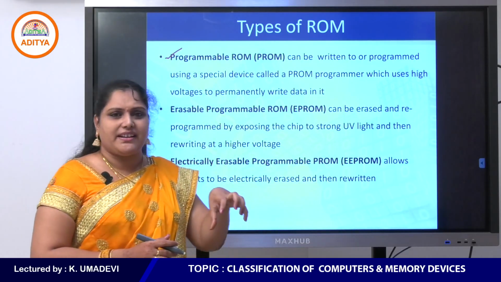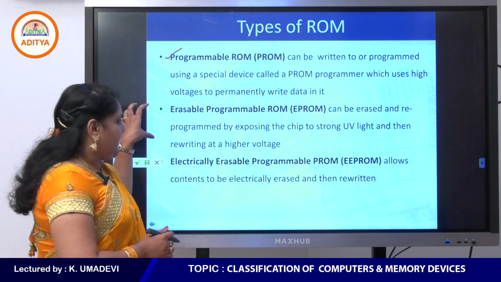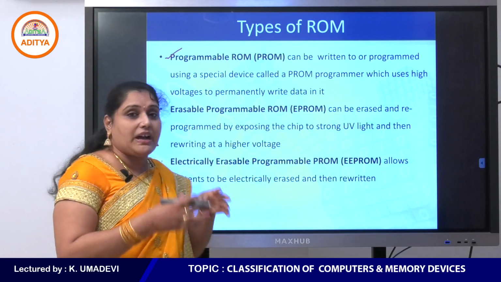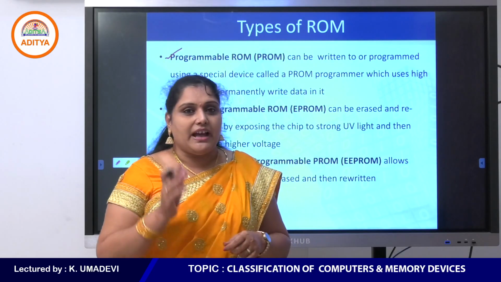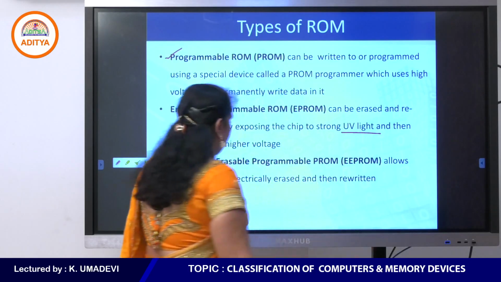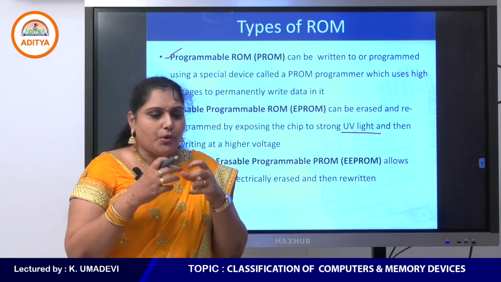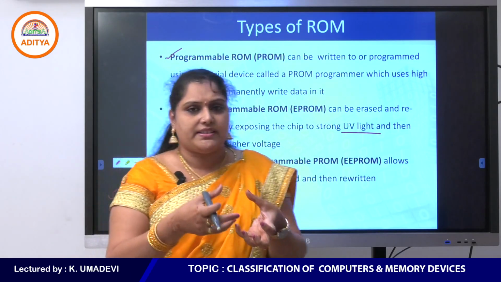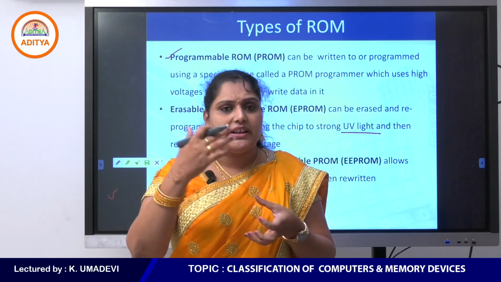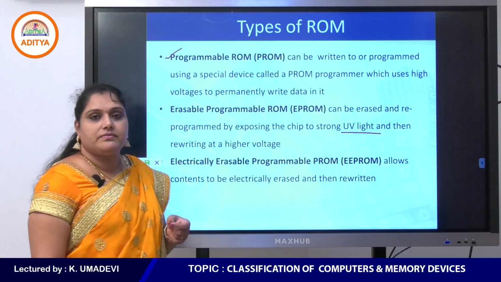So how can we erase the data by using this type? It is erased and reprogrammed by exposing the chip to strong ultraviolet rays, that is, UV light, and then rewriting at a higher voltage. That means if the ROM chip is exposed to UV light, the entire data will automatically be erased. Then we can reprogram the ROM chip again.